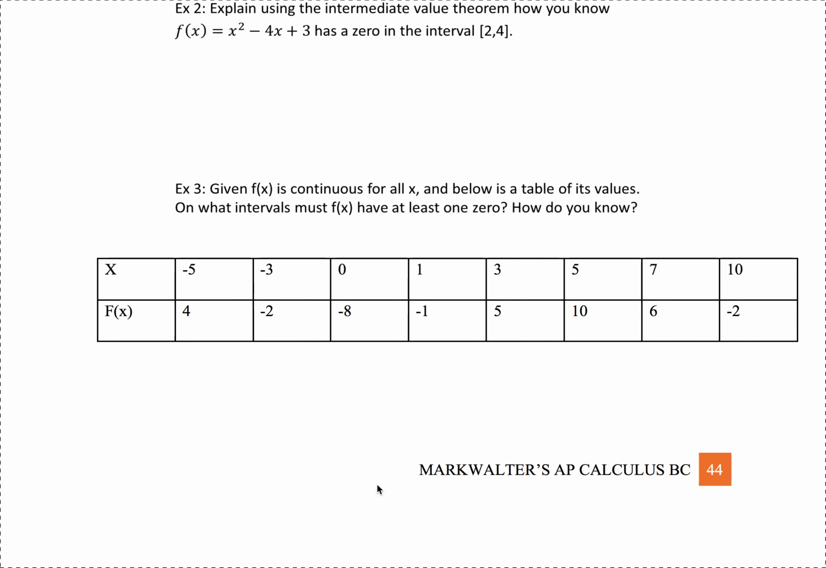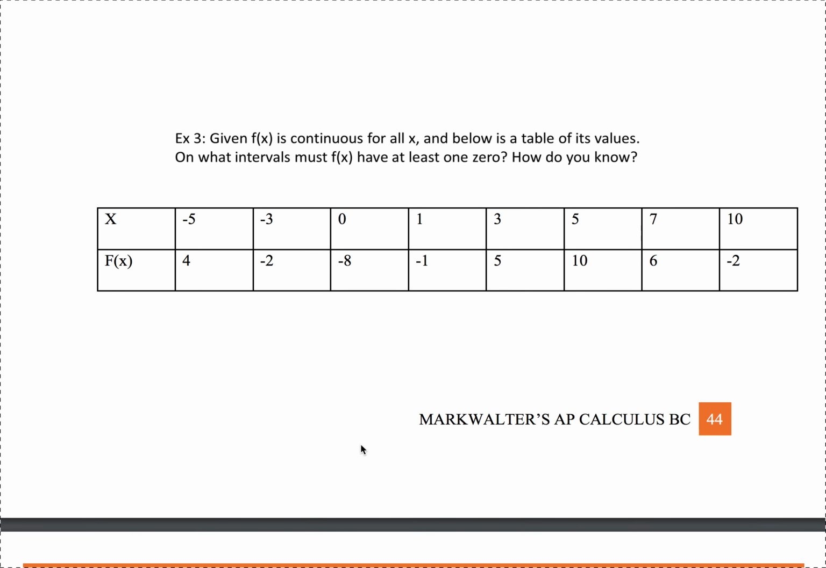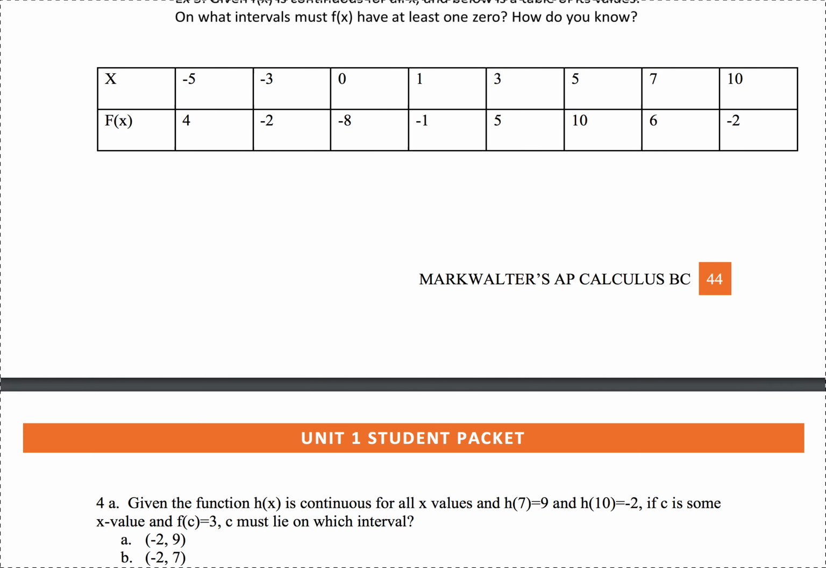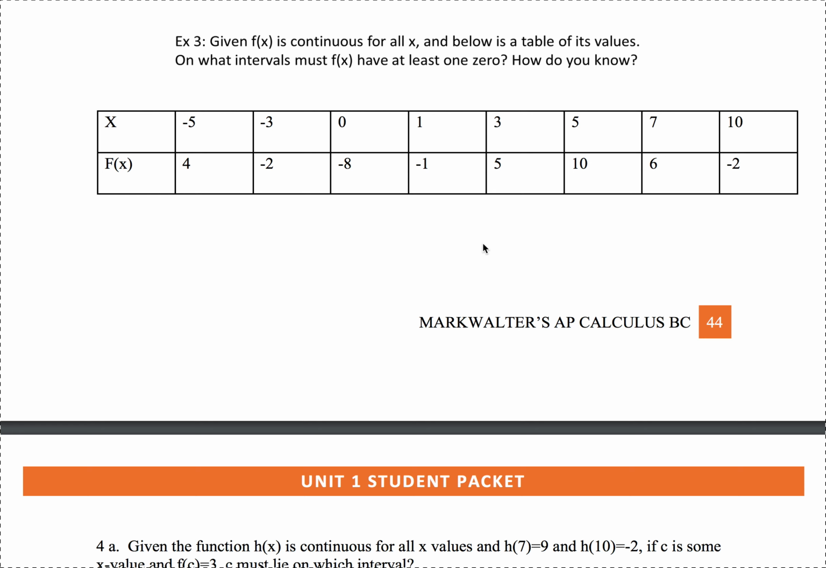All right. So you can say given f of x is continuous for all x, and below is the table of its values. There we go. Given f of x is continuous for all x. Okay, so we're told the function's continuous. That's convenient. And below is a table of its values. Again, certain values. We know the function's continuous, so it actually exists at all of these x values, even between these points, but a table of its values down here.